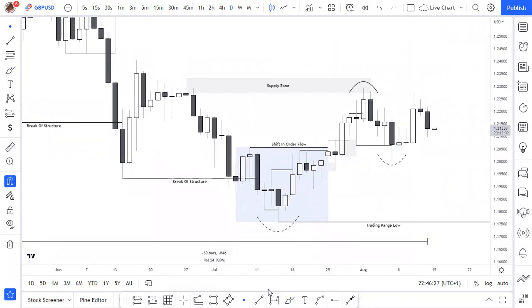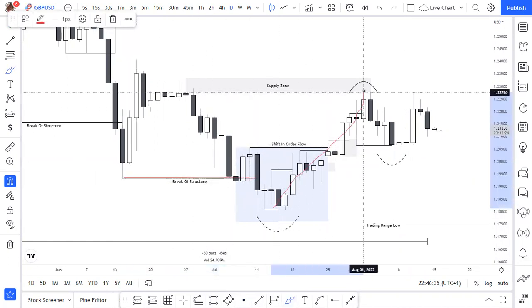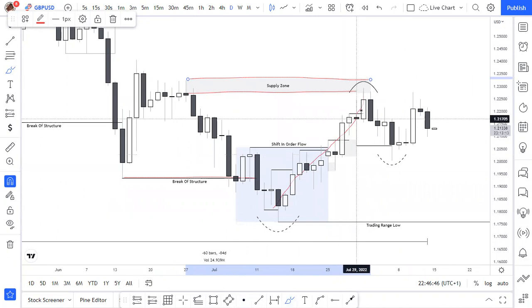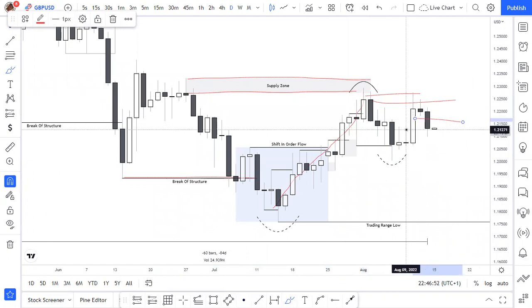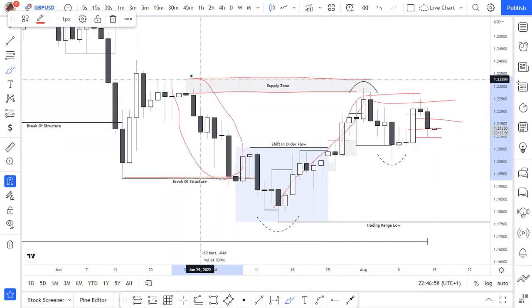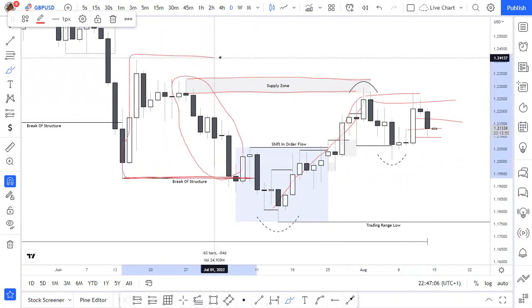So since we had this break of structure here, we are in that pullback phase. So price has pulled back into this demand zone here. It pulled back into the demand zone here, and we want to maybe look for some kind of sales from within here or here, from anywhere within this leg. We want to look for sales because we know that overall price is within this huge supply range.